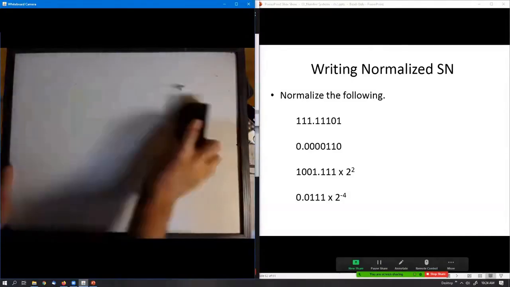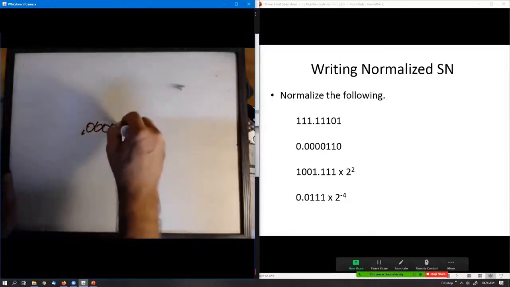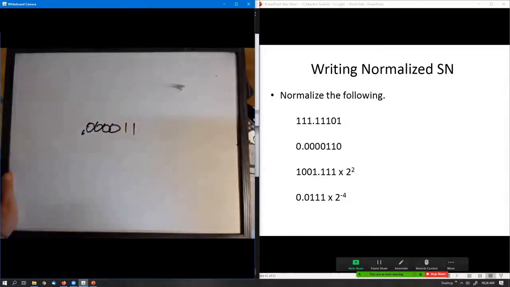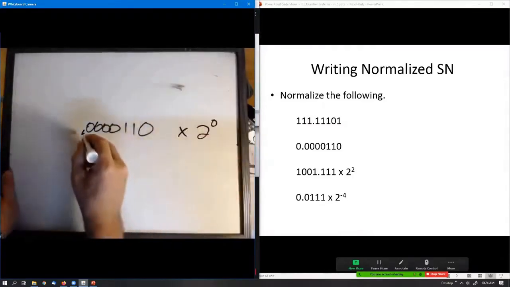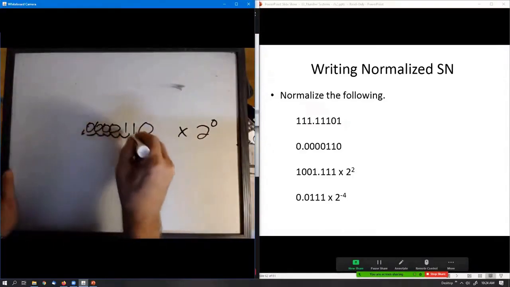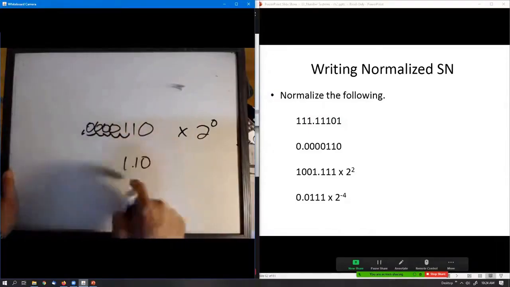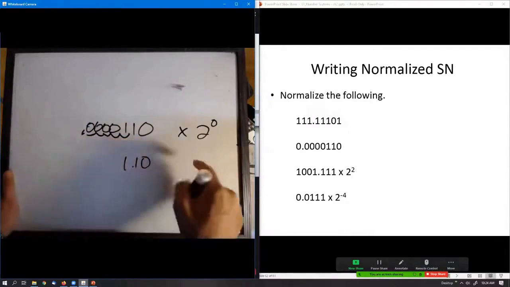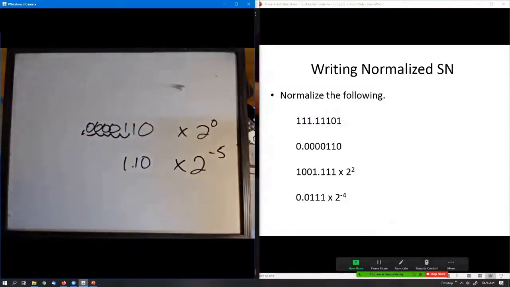So let's look at the next one. All right. So now we look at this and we go, okay, let's just call that times 2 to the 0. And we're going to go 1, 2, 3, 4, 5. So this got bigger by 5. 5 powers of 2. It just got bigger. This needs to get smaller. So I have to subtract 5 from the exponent. So now those are the same.